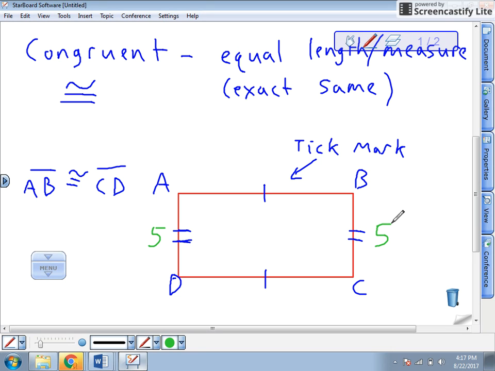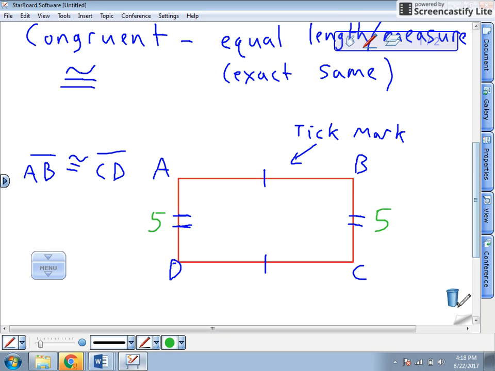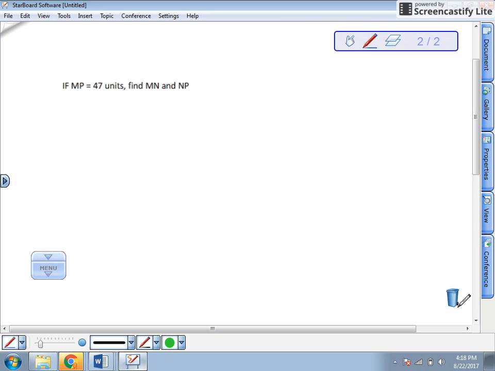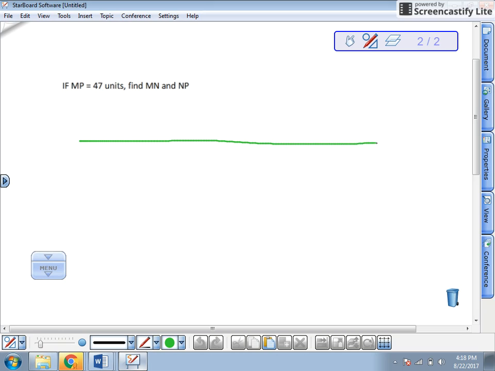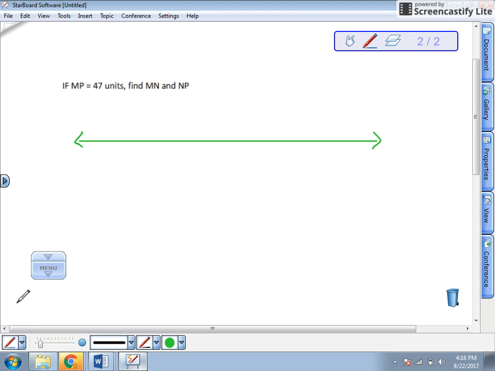because they have the same tick marks. Let's take a look at one more example involving segment addition, and we'll get you guys onto the homework. So there you see, it says if MP equals 47 units, find MN and NP. So here's my segment. Put some arrows on that. We learned yesterday that if MP is 47, we're going to call this point right here M, N is right here, and P is right here.